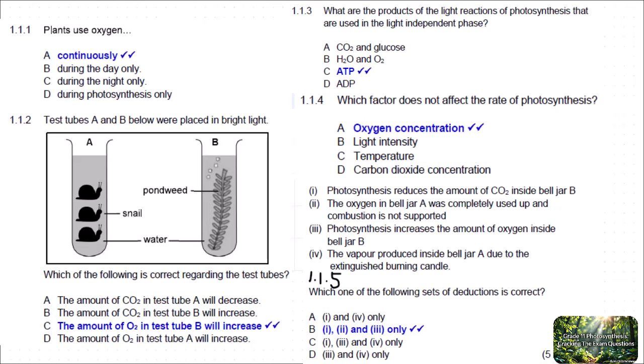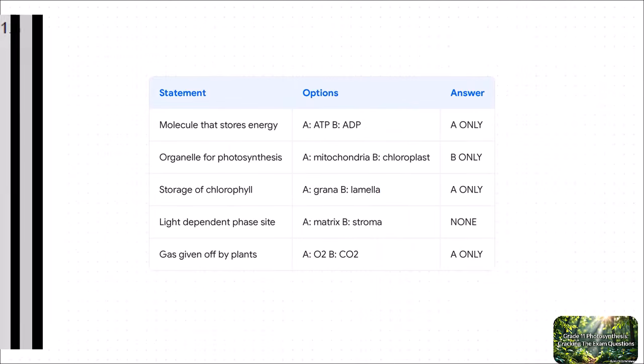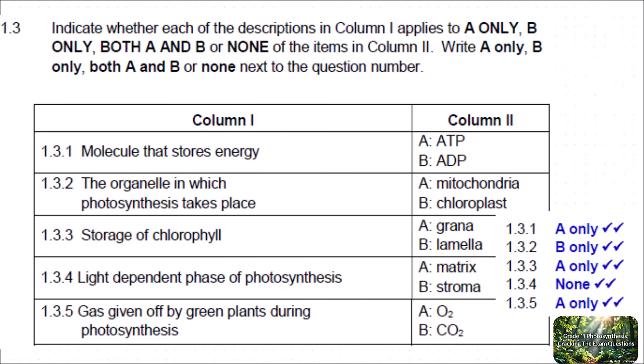For 1.1.4, this is a classic trick question. Oxygen is a product of photosynthesis, not a factor that changes its rate. And finally, for 1.1.5, you just have to carefully read the deductions, and you'll see that the first three are spot on. All right, for these AB questions, you have to be super precise.